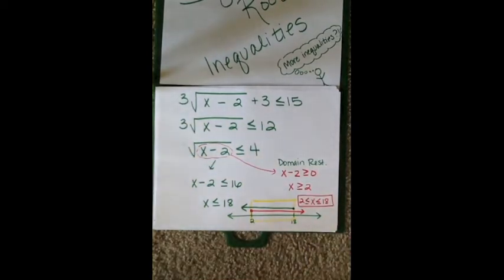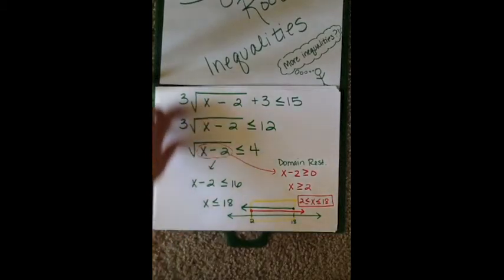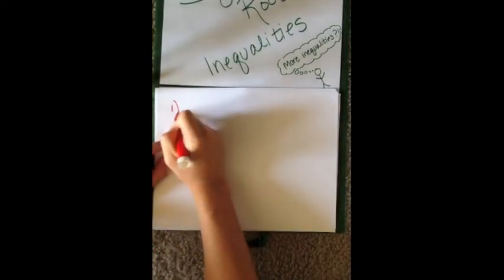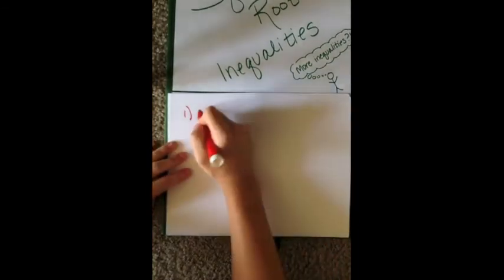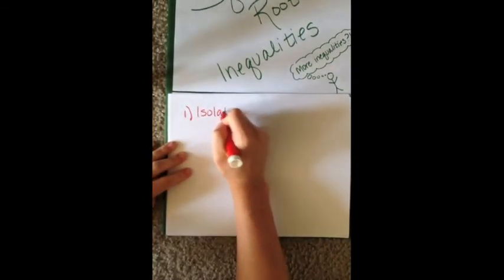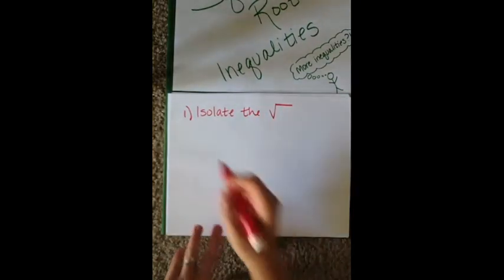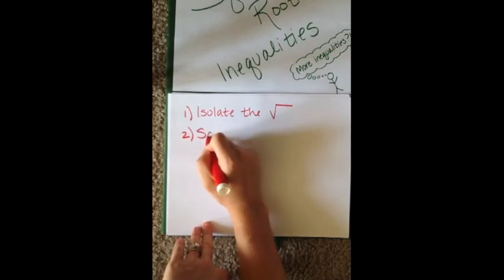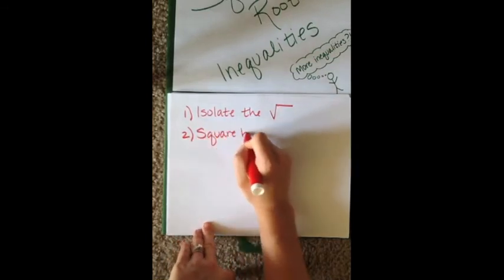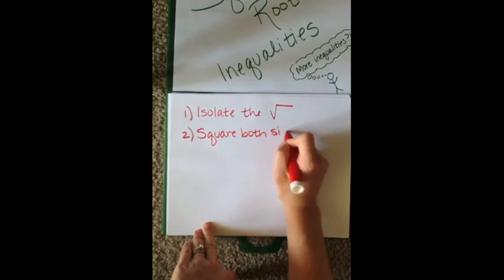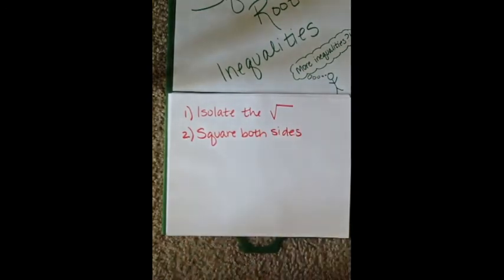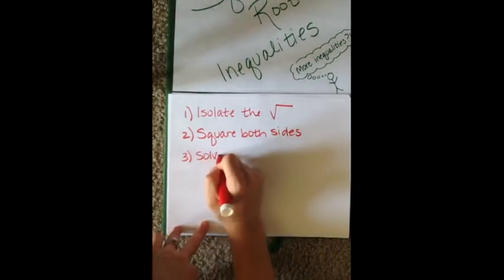So, with square root inequalities, a little bit of recap. First, you want to isolate the square root, just like with absolute value. Then, square both sides. Then you're free to solve for the variable. Figure out what does x equal.